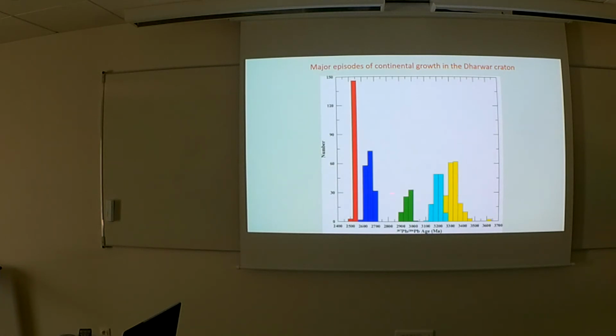On the scale of the whole Dharwar, these are the major episodes. We have the major peaks: 3,400, 3,300, then 3,300 to 3,200, 2,900 to 3,000, 2,600 to 2,700, then finally 2,500. On the scale of the Dharwar craton, this is the available data, because we don't have many dates, but many people are interested to date the granites. It's more simple to date granites. So we have the major peak at 2,500 to 2,600. These are the different major periods of continental growth in the Dharwar craton.